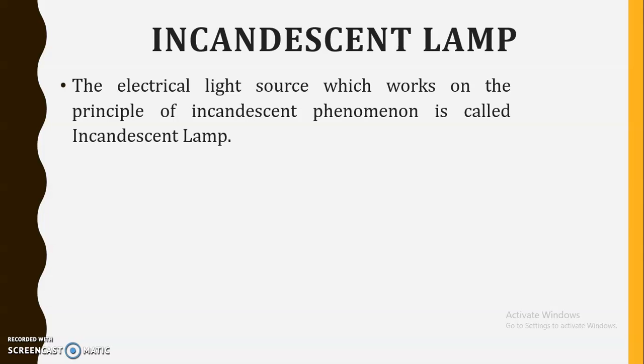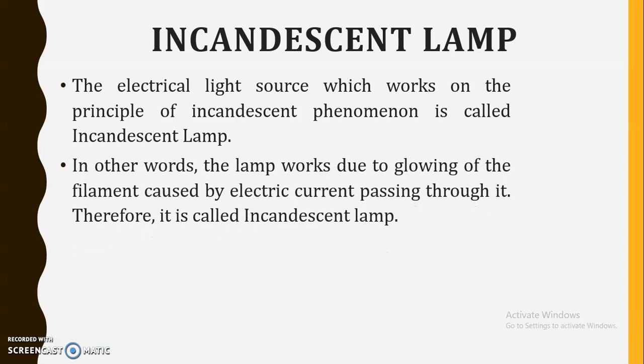Now what is the meaning of incandescent lamp? It is an electrical light source which works on the principle of the incandescent phenomenon. That's why it is known as the incandescent lamp. In other words, the lamp works due to the glowing of the filament caused by electric current passing through it. Therefore it is called an incandescent lamp.